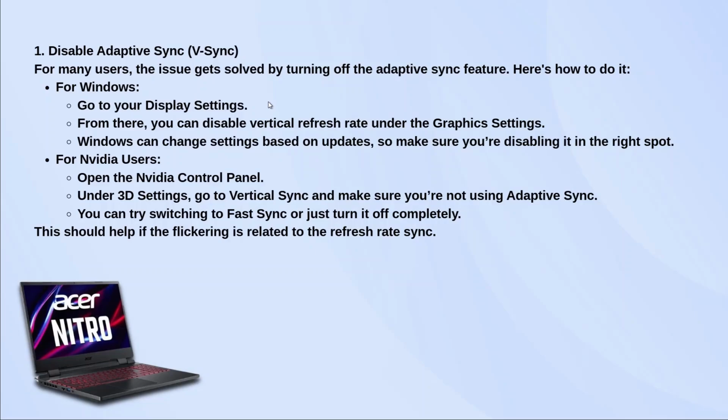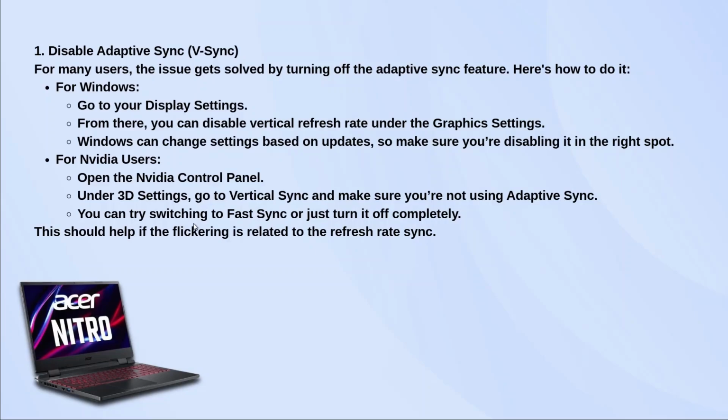If you're running an NVIDIA graphics card, open the NVIDIA control panel, go to 3D settings and look for vertical sync. You can either turn it off completely or switch it to fast sync. Adaptive sync is often the culprit, so disabling it can solve the flickering right away.